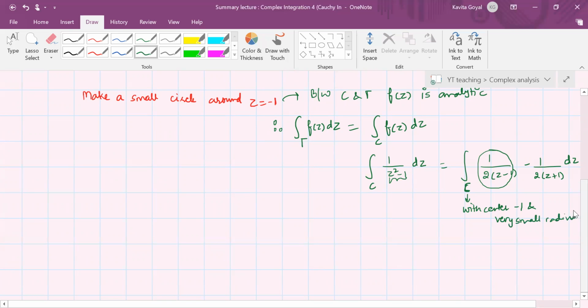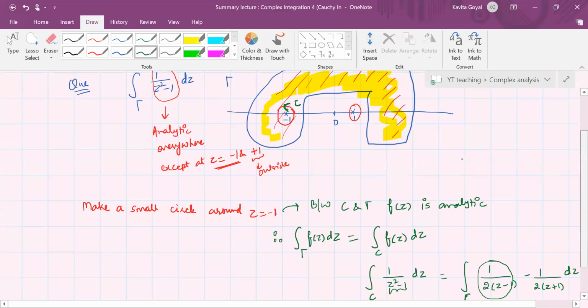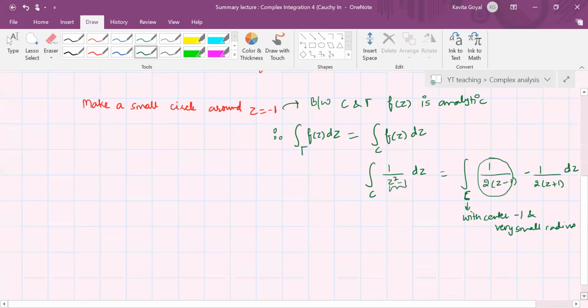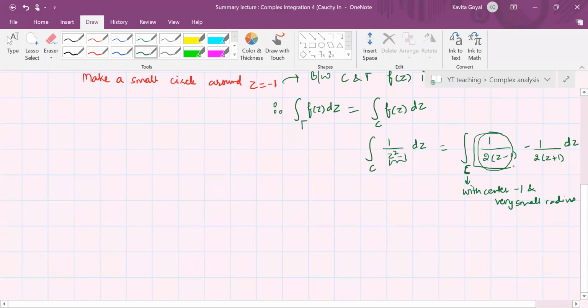Very small radius means this circle does not contain 1, so 1 is always outside. So the function 1 upon z minus 1 is analytic on C, and therefore the first integral is 0. We are left with minus 1 by 2 times the integral of 1 by z plus 1 dz along C. And we have seen that this integral is 2 pi iota. Do you remember, Minal? Yes, ma'am.